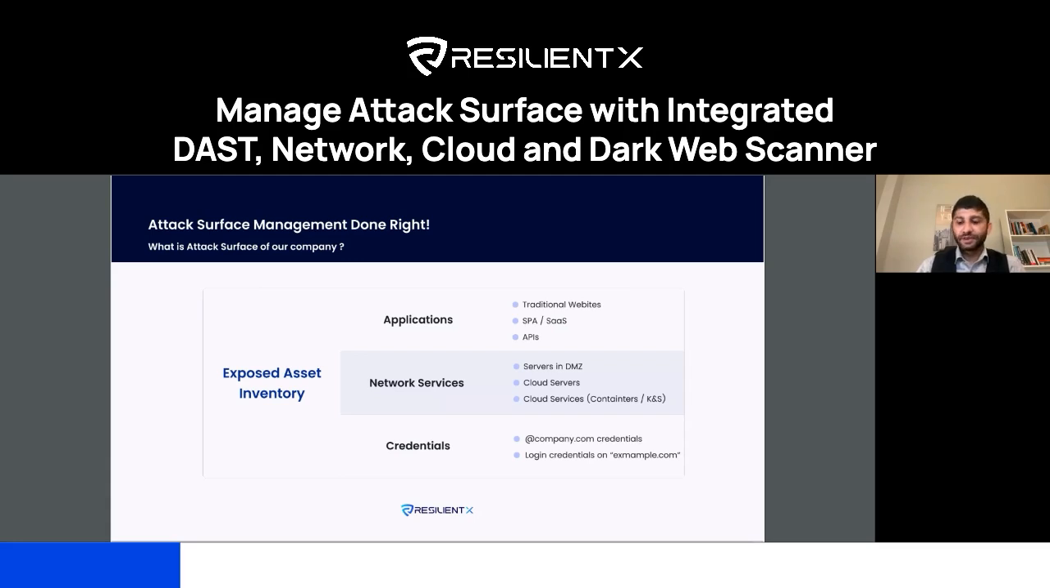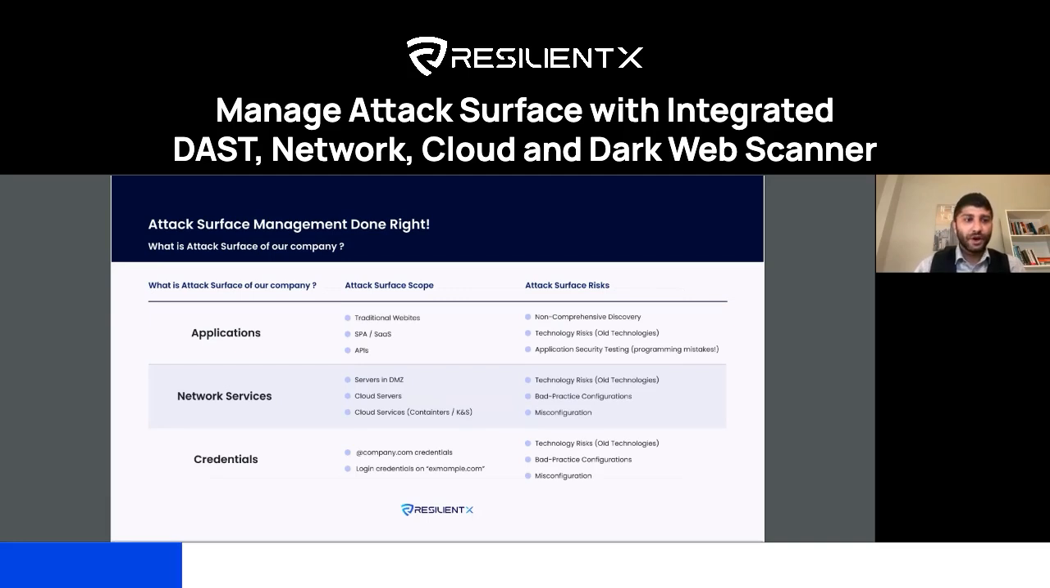So there is a very big process and there is a very big understanding of the scope of the attack surface. And what do we mean by the attack surface? As you see here, we have mentioned applications such as traditional websites, starting from WordPress websites and coming to the API, so we're getting more professional on the application side. So there is a scope and there is a risk.